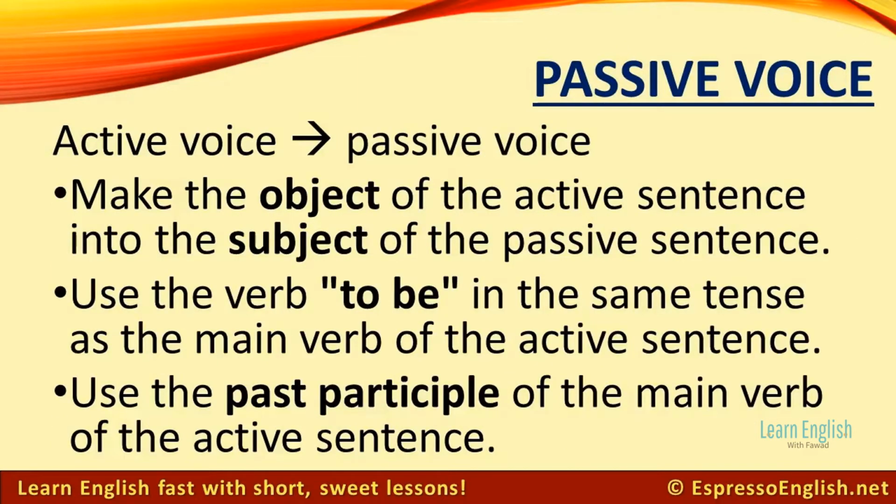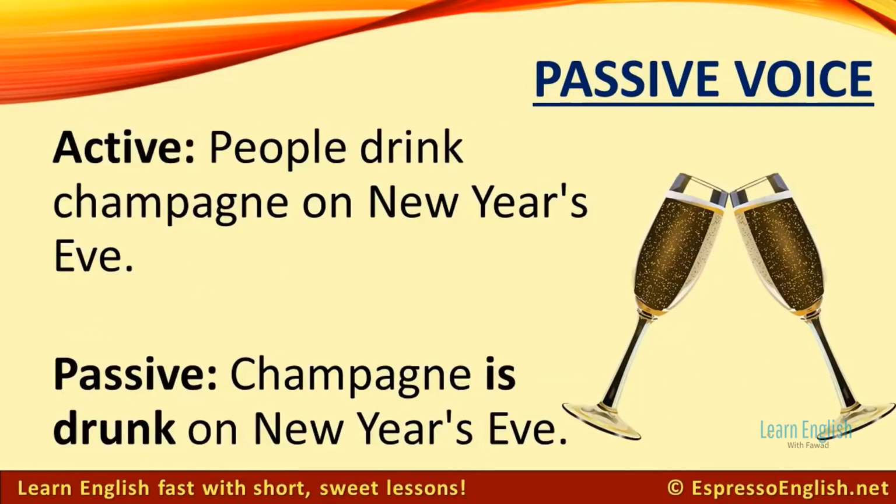To change the active voice into the passive voice, make the object of the active sentence into the subject of the passive sentence. Use the verb to be in the same tense as the main verb of the active sentence, and use the past participle of the main verb of the active sentence. Let's look at some examples.